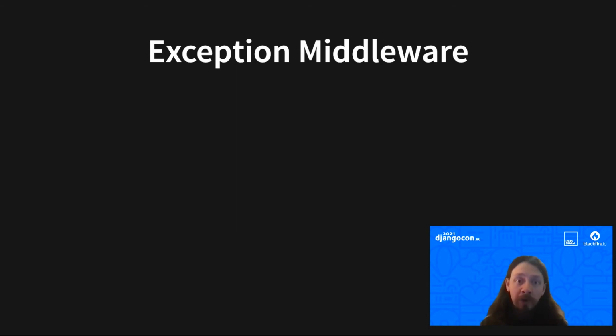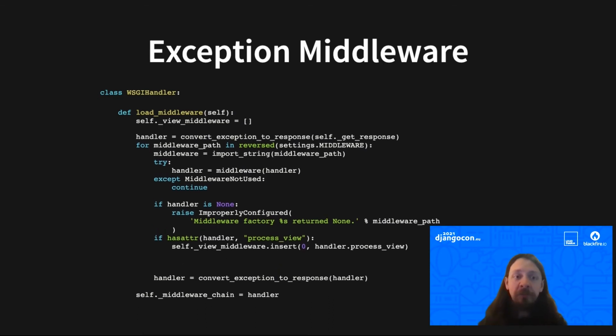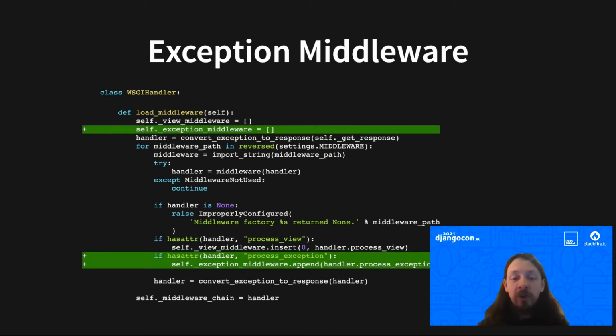There are two other special methods that we can add to our middleware. One is exception middleware. This works in a similar way in so much as back when we're building our middleware chain, we check each piece of middleware for a process exception method. If it has it, we add it to an exception middleware list.